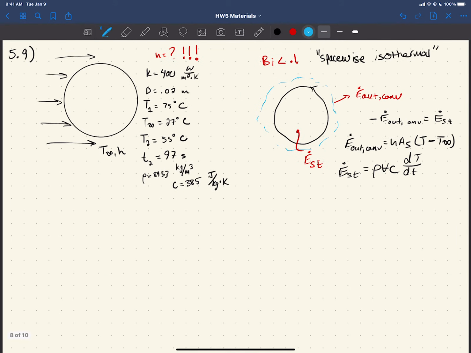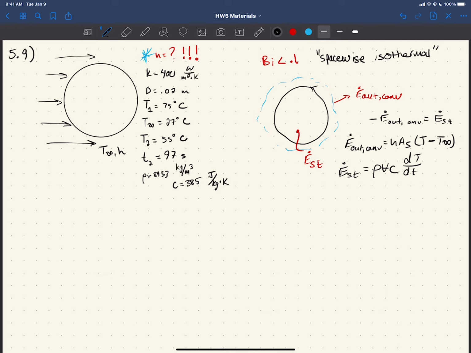Oh, I forgot to mention. Up here in the problem, I think I already read this, but I forgot. We want to find h given these conditions. That's why we can't actually calculate the Biot number. We just have to start by assuming that it's less than 0.1. Once we calculate h, we'll go back at the end and calculate it to make sure it truly was a good assumption.